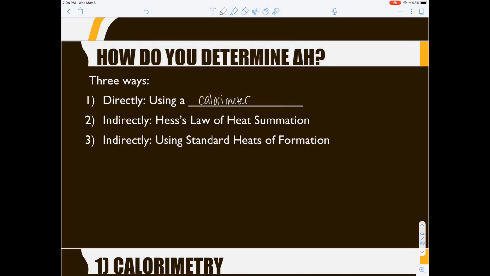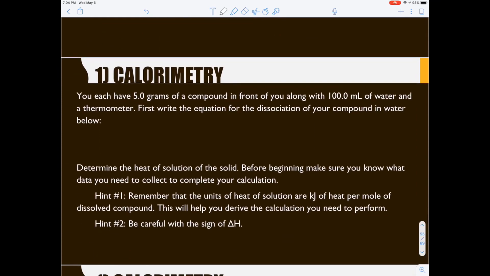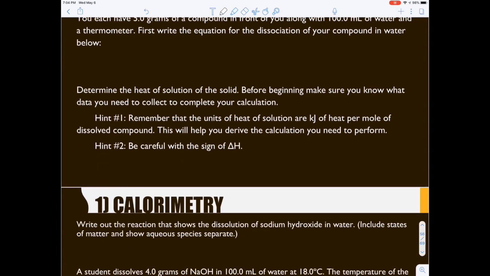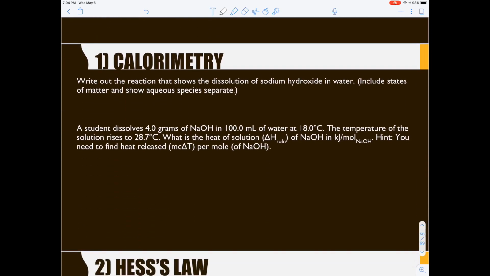There's also two other methods that we'll use: Hess's law and heat of formation. So we're going to do this part in class. Hopefully we've already done that and it made sense to all of you completely. But if not, here's an example.